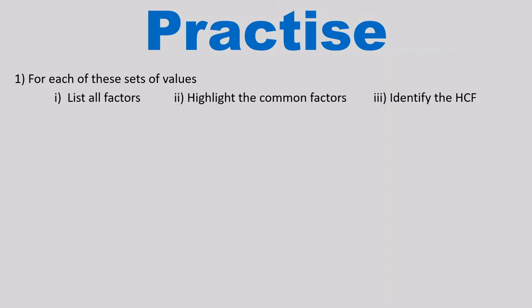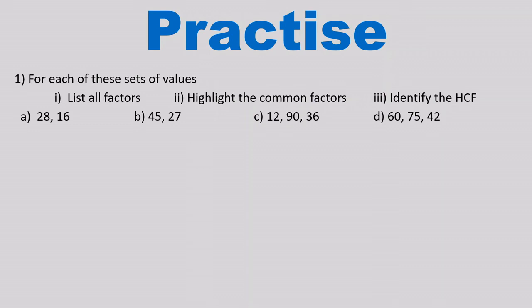Now let's get on to some practice. For each of these sets of values, list all the factors, highlight the common factors, and identify the HCF, that is highest common factor. Okay, so if we need to list all of the factors, there I would recommend you use spiders, because by doing the spiders, you get all of the factors in order from smallest to biggest.